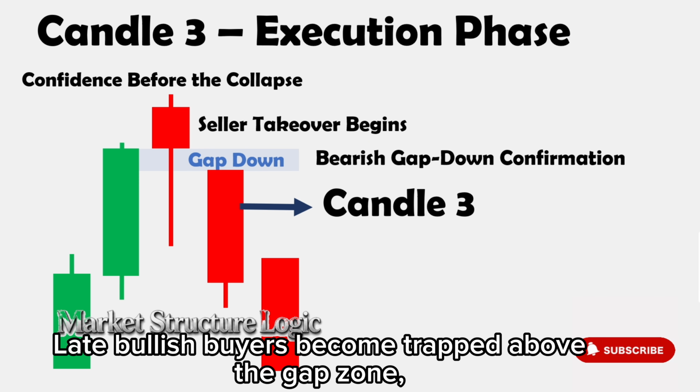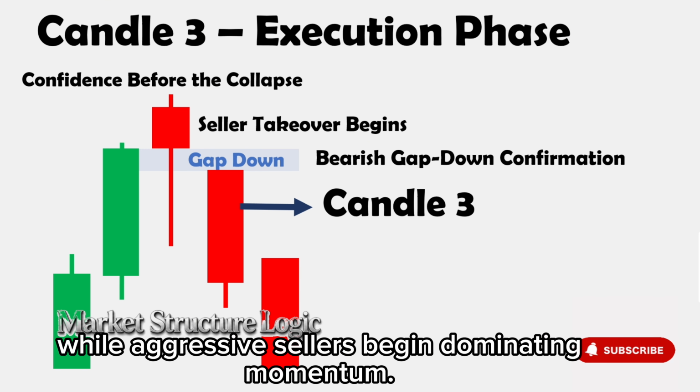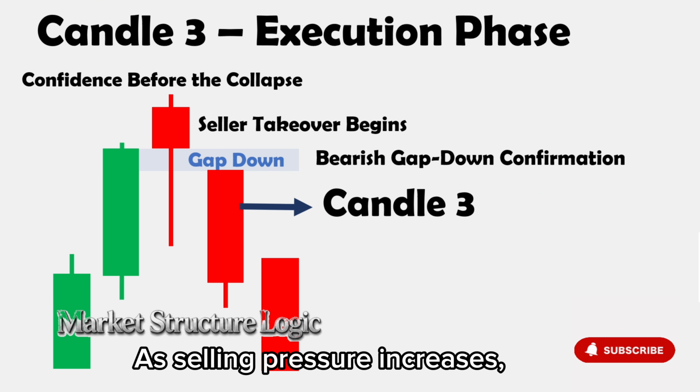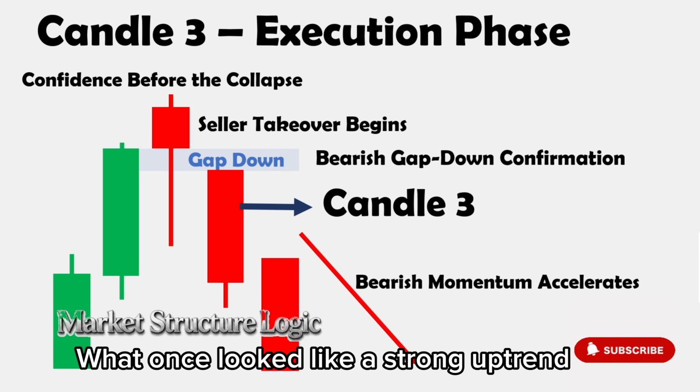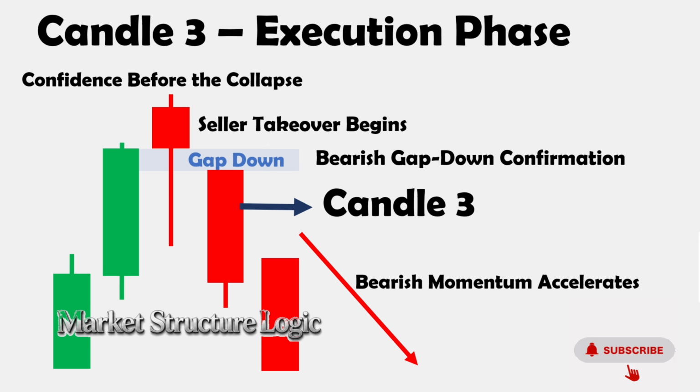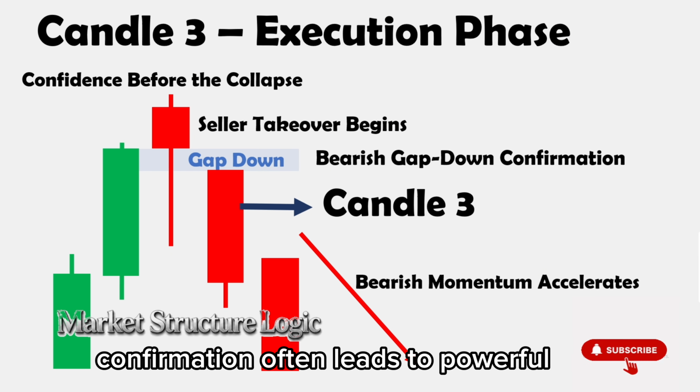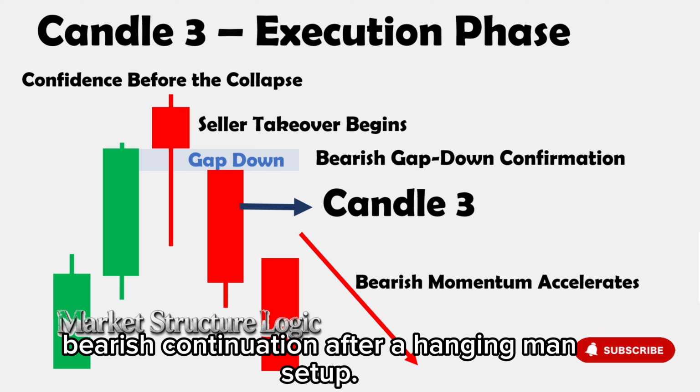Late bullish buyers become trapped above the gap zone, while aggressive sellers begin dominating momentum. As selling pressure increases, bearish momentum starts accelerating lower. What once looked like a strong uptrend suddenly becomes fragile. That's why the gap-down confirmation often leads to powerful bearish continuation after a hanging man setup.